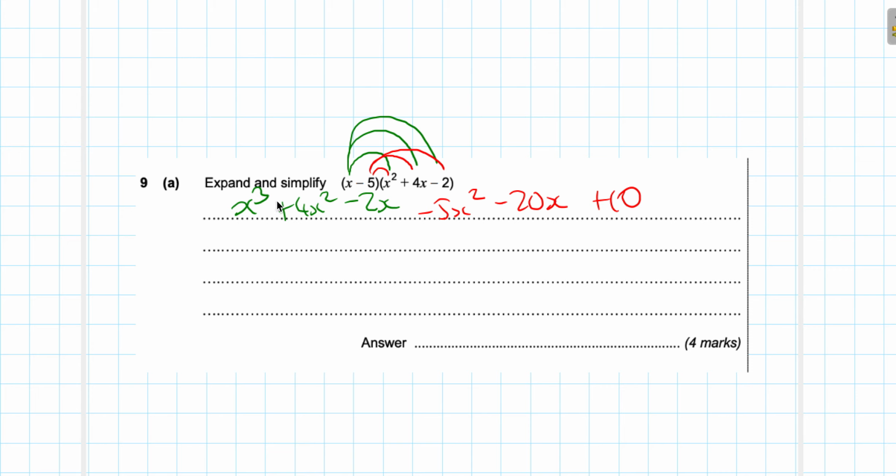Then we're going to collect like terms, so x cubed is the only cubic term. We've got 4x squared minus 5x squared, which is minus x squared. We've got minus 2x minus 20x, so minus 22x, and then we have plus 10. And that gives you your answer, x cubed minus x squared minus 22x plus 10. A nice easy 4 mark question.